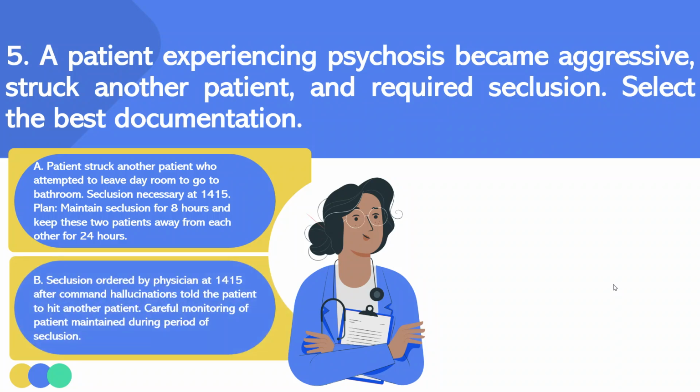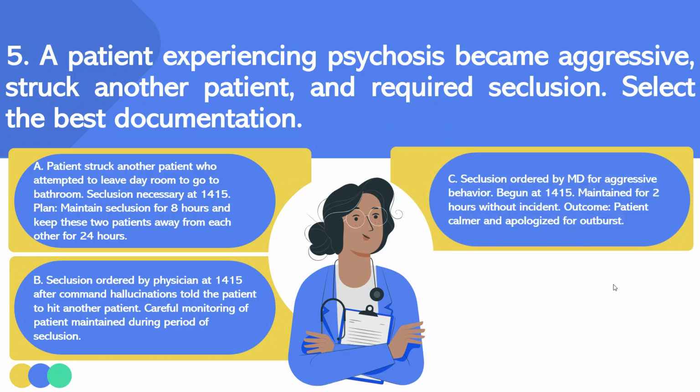Letter B. Seclusion ordered by a physician at 14:15 after command hallucination told the patient to hit another patient. Careful monitoring of patient maintained during period of seclusion. Letter C. Seclusion ordered by MD for aggressive behavior began at 14:15, maintained for 2 hours without incident. Outcome: patient calmer and apologized for outburst.